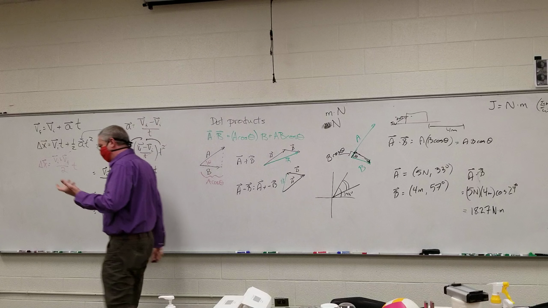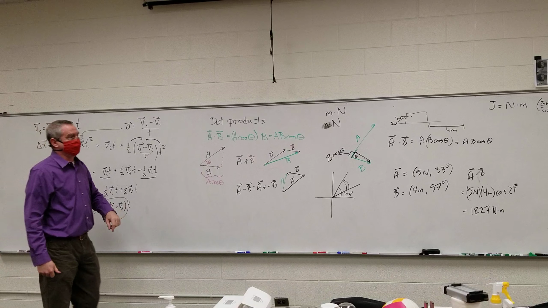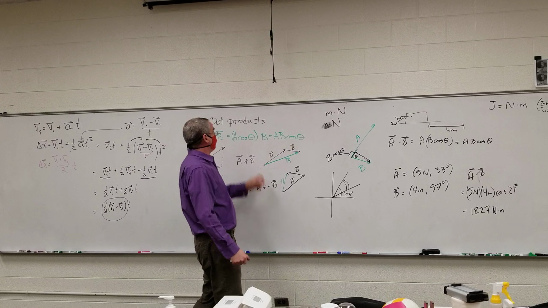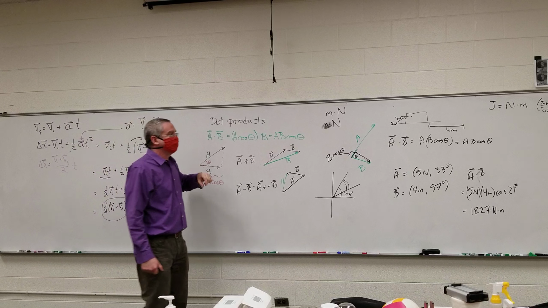In chapter 9, I think it is, we'll get to a newton meter, which is not a joule, which is an unfortunate thing, but it's just the way it is. So if I do a cross product between them, I would still have a newton meter as my unit, but it's not joule.